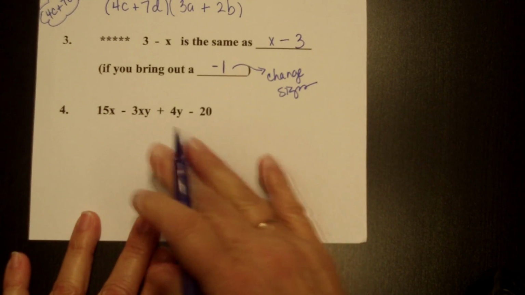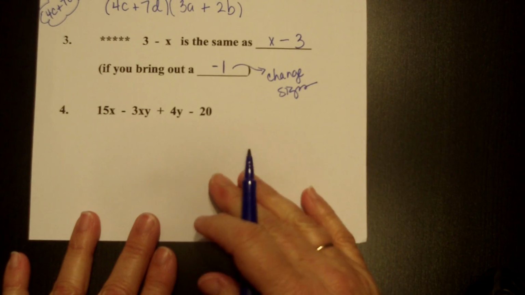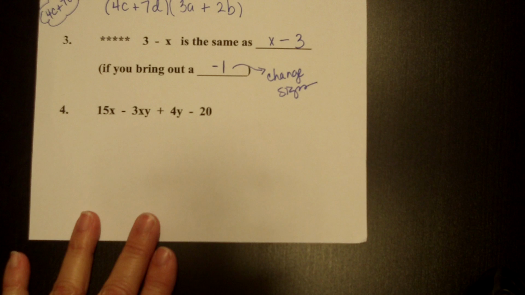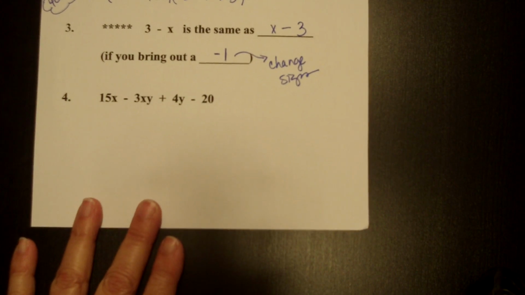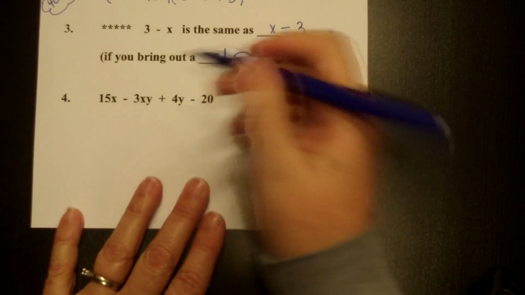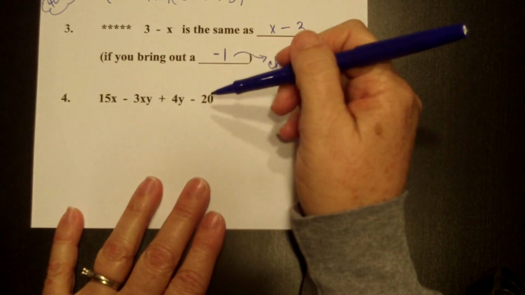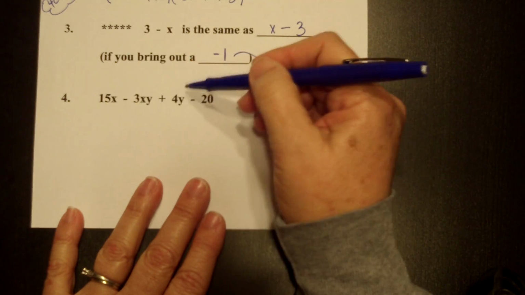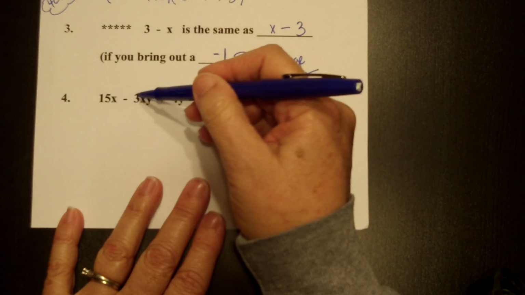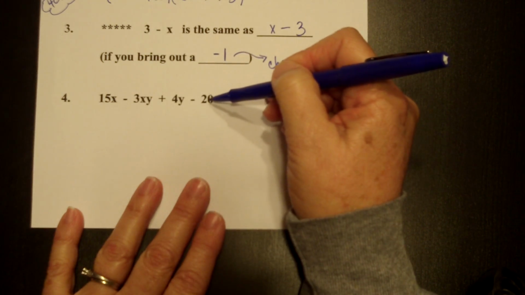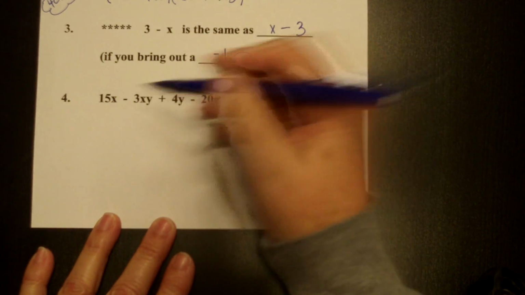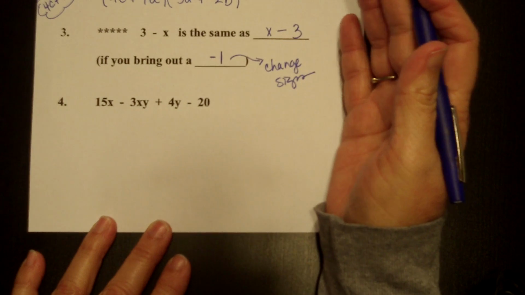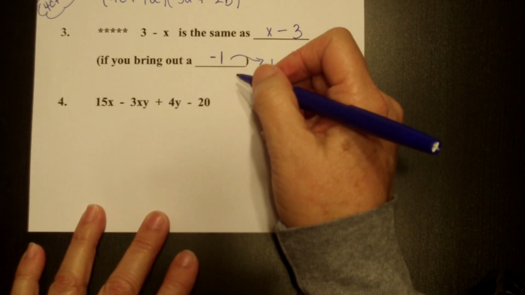All right, so let's look at number 4. So that one was really easy. And again, that was just something that I needed to show you to get you ready to do just like the next problem. All right, so for number 4, we have 4 terms. We're going to look for common factors. Well, I have a 15, a 3, a 4, and a 20. Does 3 go into everything? No. So since it doesn't go into everything, I don't have a greatest common factor.